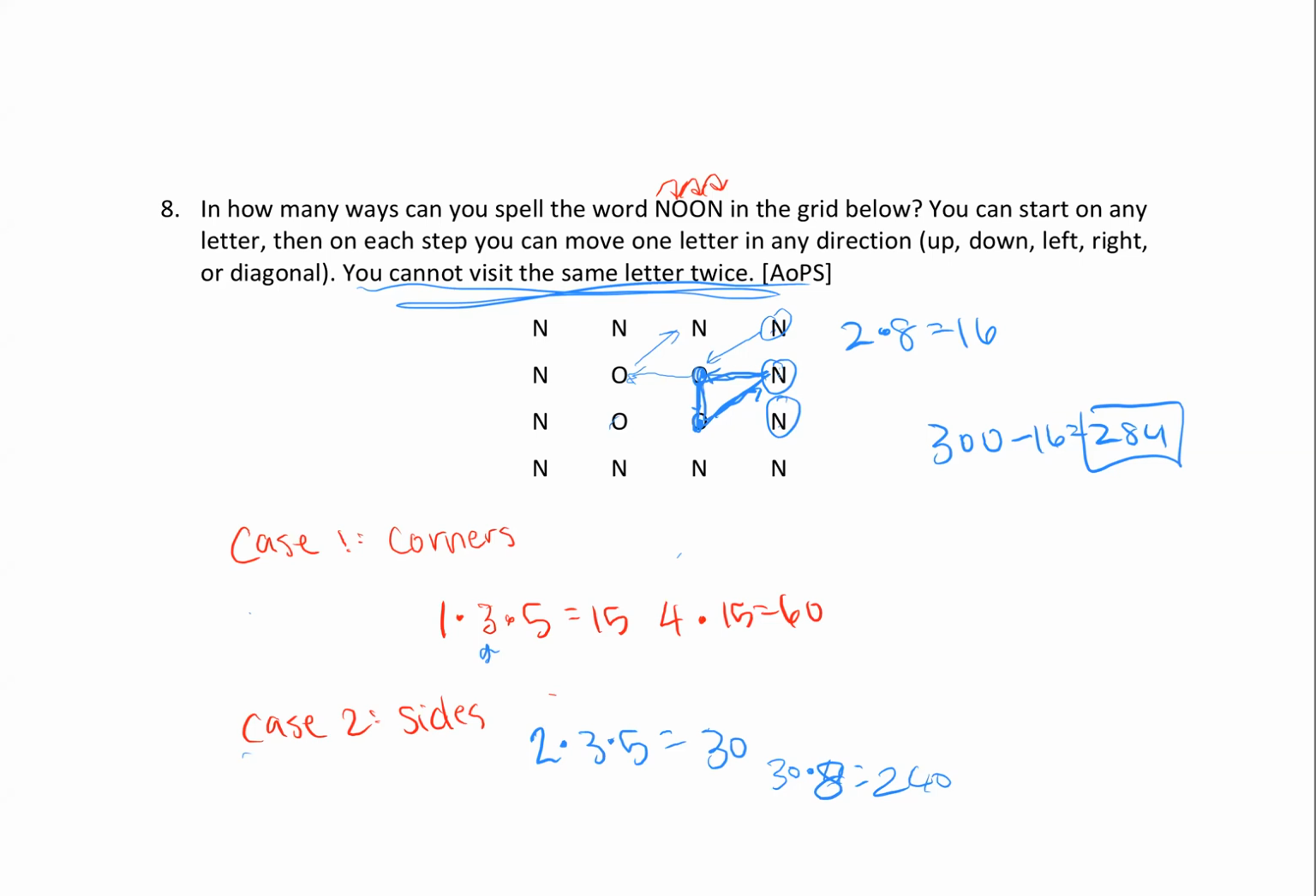Okay, you don't understand the overcounting. So basically we counted the ways where we start from an N and then go to an O and then go to a different O and then go back to an N. But in doing so, we also counted the cases where we went from an N to an O and back to the same N, which is impossible because we can't visit the same letter twice. So we needed to subtract the cases that didn't work that we counted. Does that sound good to you?